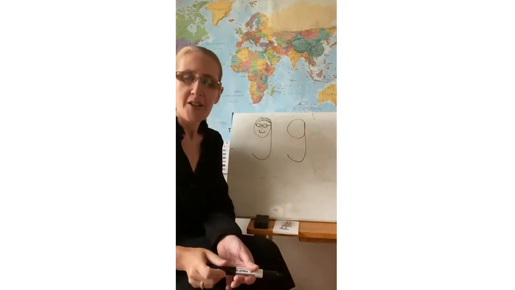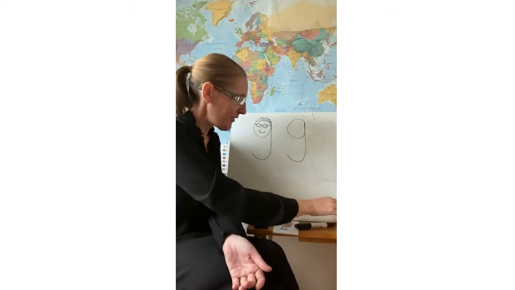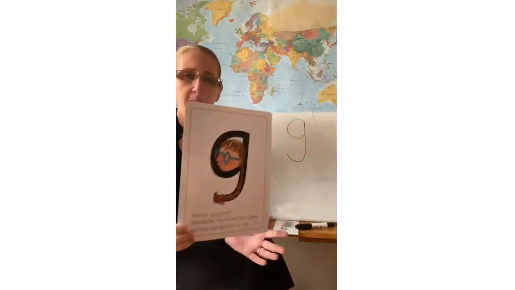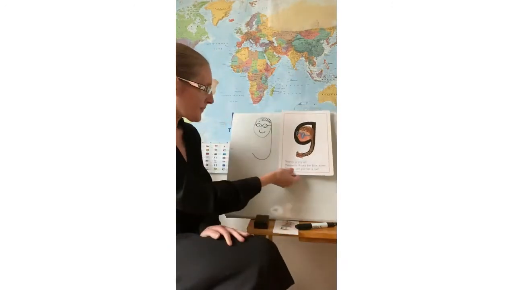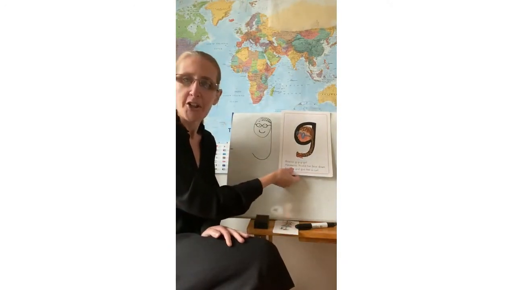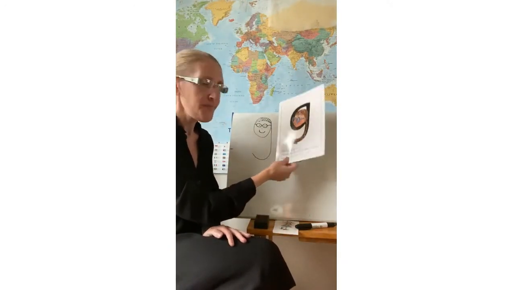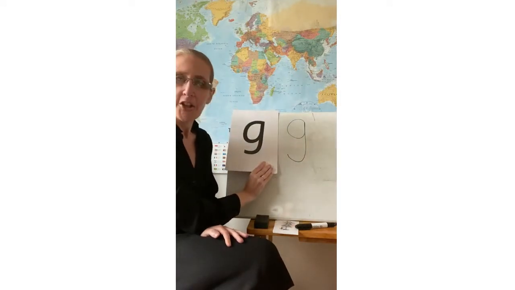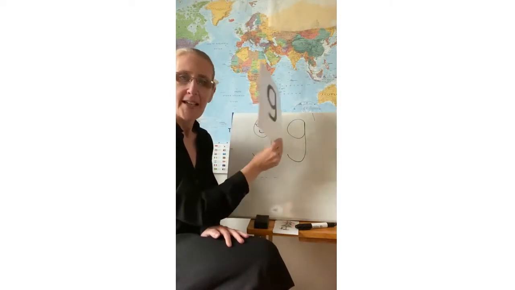Now I'm going to write the g sound. G. There we go. Shall we have a look and see if they're the same? So this is our picture card. Here is the girl. And here is the g sound. Girl. They're the same.